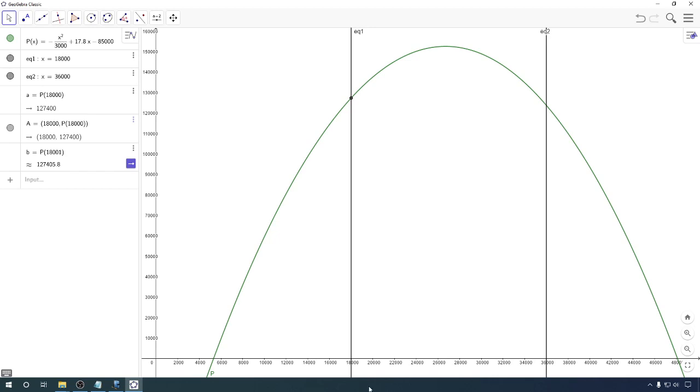When we're selling 18,000 tickets, we should probably sell more. Our profit went up if we sold more tickets. Whereas if we were selling 36,000 tickets, then selling more tickets actually decreases our profit, whereas selling fewer tickets increases our profit. So we should sell fewer tickets and we get more money overall, at least in terms of profit.